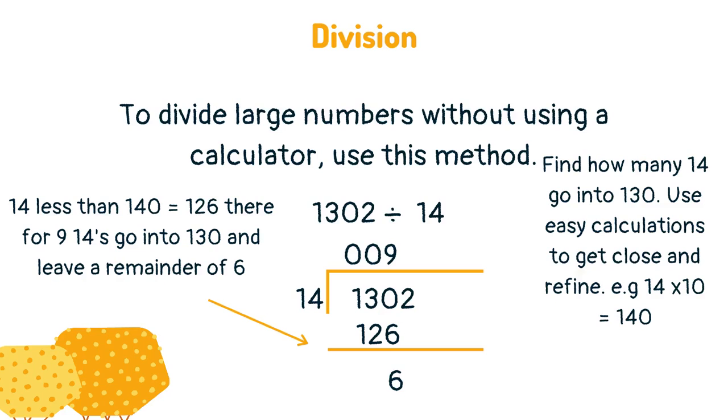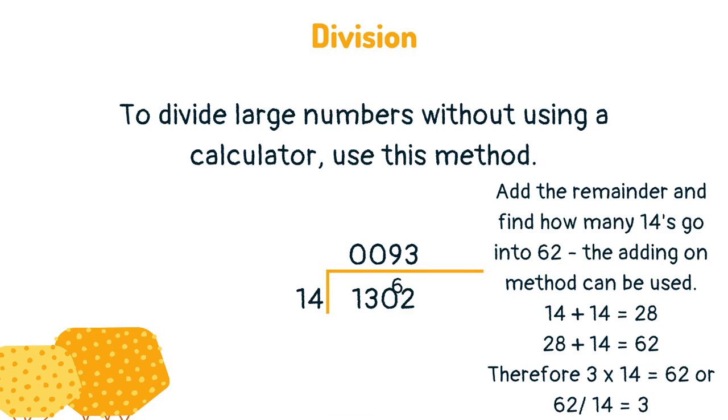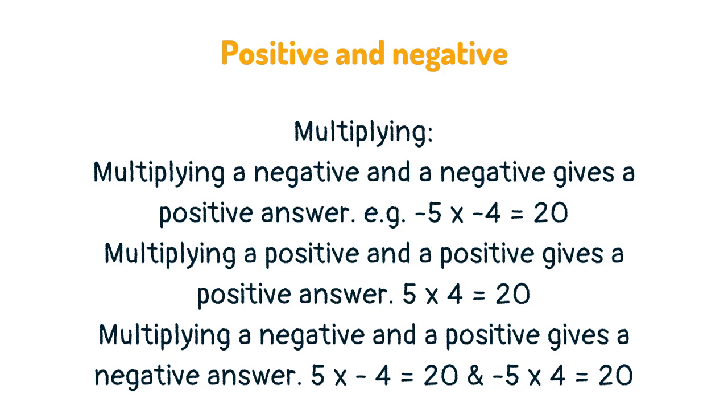Here we are looking for 130, and we know that 14 times 10 is 140, so starting at 9 seems sensible. Add the remainder and find how many 14s go into 62. The adding on method can be used. 14 plus 14 equals 28, 28 plus 14 equals 42, therefore 3 times 14 equals 42, or 42 divided by 14 equals 3.